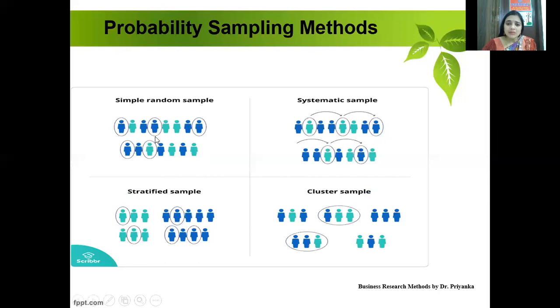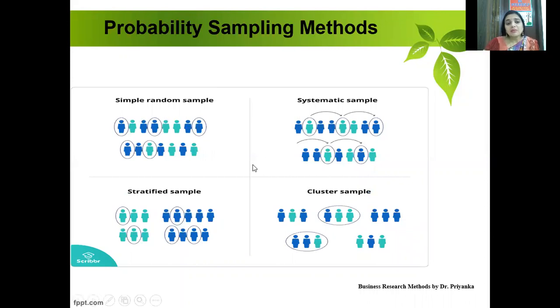Simple random sampling means you are actually choosing any person randomly. You do not have to define anything. When we talk about probability sampling methods, these are those methods which are on the basis of probability. 100% pure probability method is going to be applied in them. You will be choosing everything randomly. There is an equal chance for everyone to get selected, right?